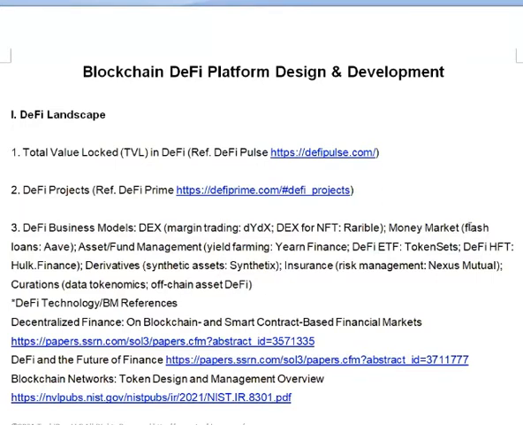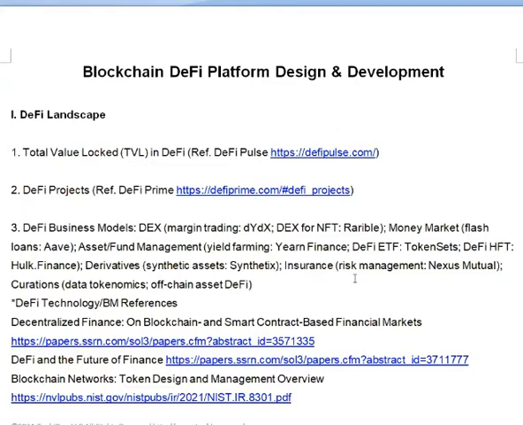Here you should know about flash loans, like Aave. Then you should know about asset and fund management, and here is the famous yield farming, Yearn Finance. You should also know about DeFi ETFs, like index-type funds. One project is TokenSets, and the DeFi high-frequency trading type is Hard Finance, and for derivatives, the key concept is synthetic assets, or synthetics.